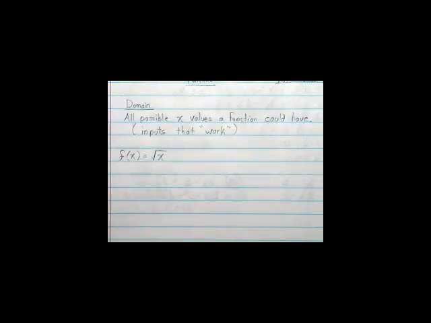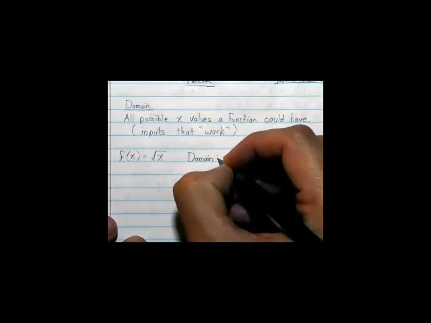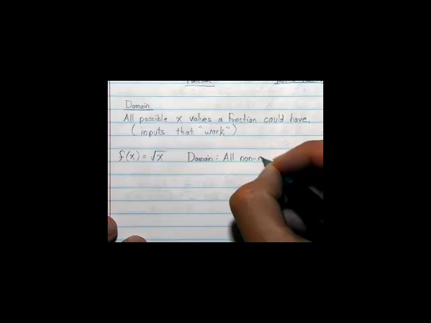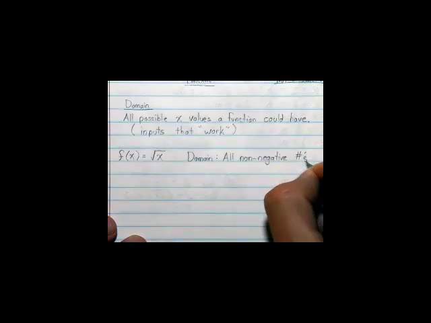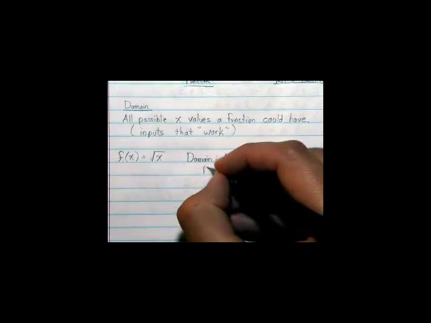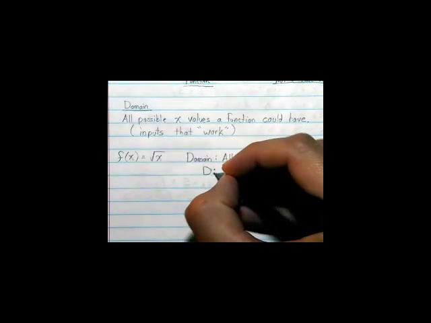So the domain for this would be all, I'm just going to say non-negative numbers. All right. Mathematicians don't really like to write things out in words, so we can write this a different way. Instead of writing the word domain, just do the letter D with a colon next to it.